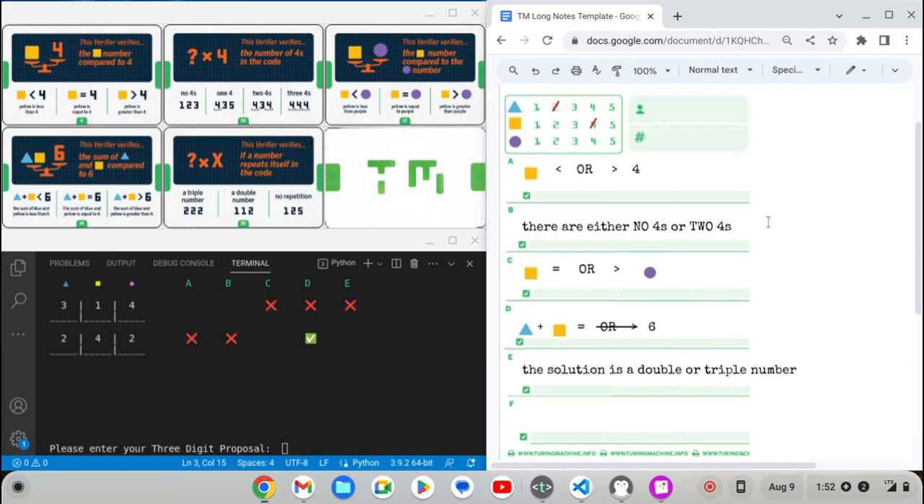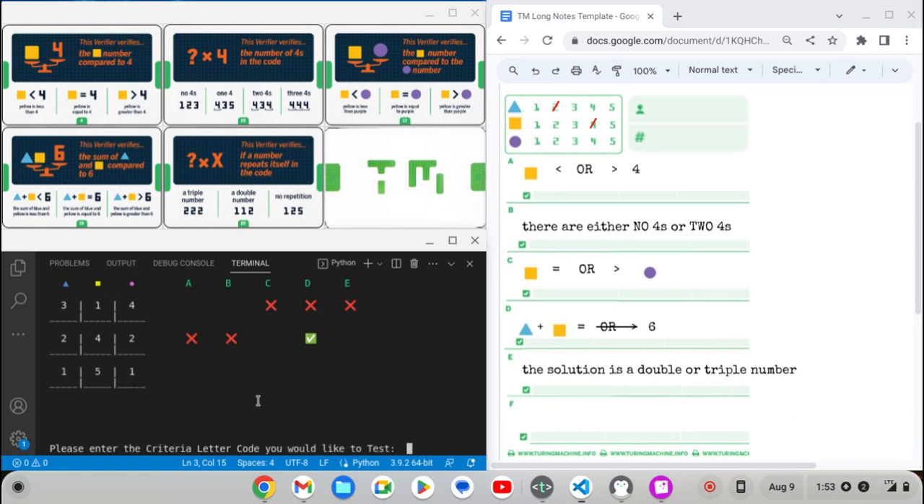So let's go with the premise that square has to be greater than circle. So maybe something like 151. Yeah, so it could be that square is going to be greater than 4. So that makes it a 5, which forces triangle to be 1. And then square is greater than circle, and there has to be a double. So let's go with 151 and see where that leads us.